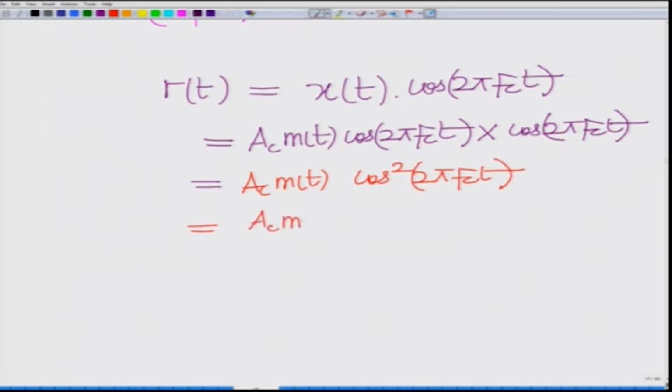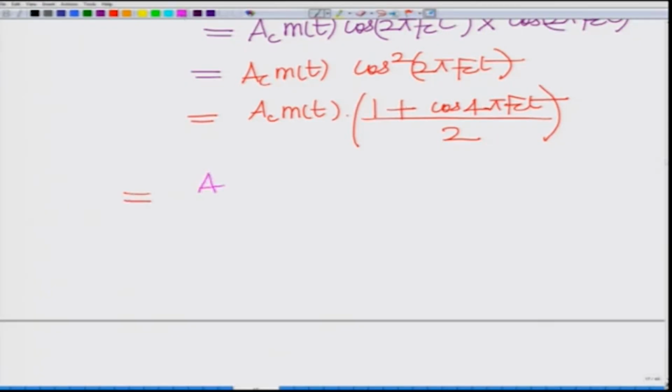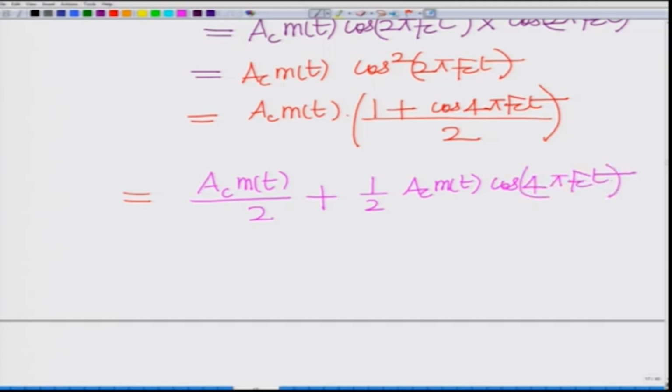Now, cosine square 2 pi f c t can be written as 1 plus cosine 4 pi f c t divided by 2, alright. Cosine square theta is 1 plus cosine 2 theta divided by 2. And now, you observe something interesting. I have A c m t divided by 2 plus half A c m t into cosine 4 pi f c t.